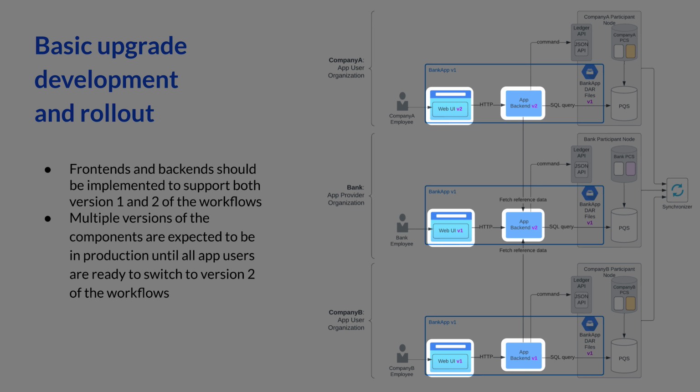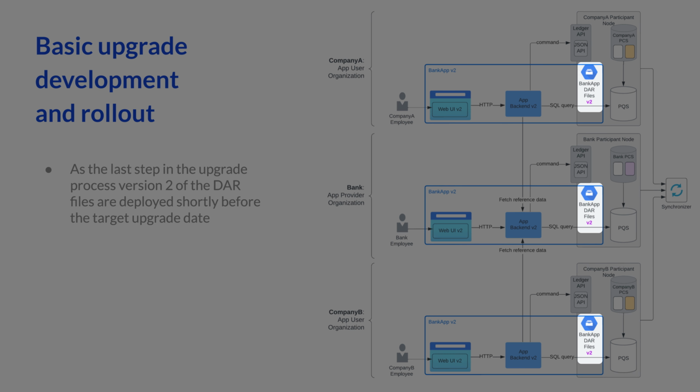The app provider and each app user first deploy version 2 of the front ends and back ends. And as the last step in the upgrade process, they deploy version 2 of the DAR files on their Canton participant nodes. The version 2 DAR files should be deployed by the app provider and app users shortly before the target upgrade date.